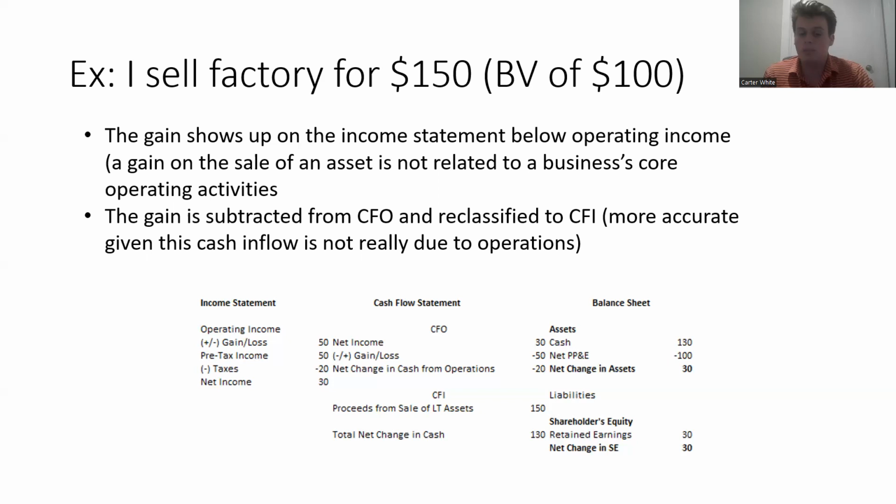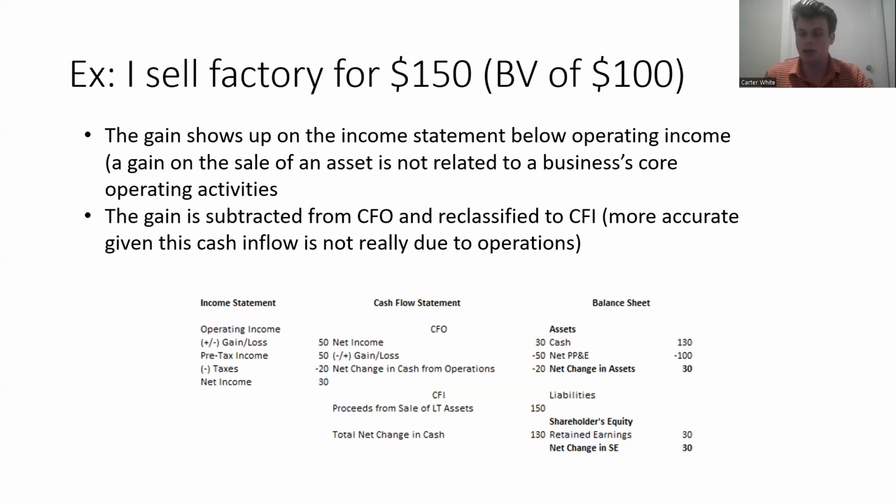But then you also have the proceeds from the sale of the long-term assets. This is just whatever you sold it for. So in this case, it'd be 150. Whether it was a gain or loss is irrelevant. What is relevant is that you sold this asset for a certain amount of money, so that must show up in cash flow from investing because it's related to the sale of long-term or short-term assets. So you get $150 cash inflow, so your total net change in cash is $130.